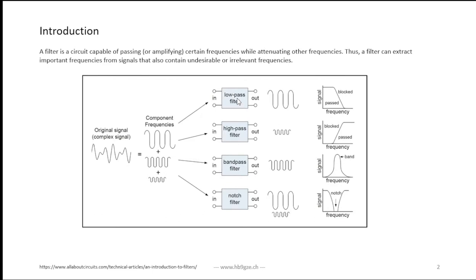and attenuating the ones that we are not interested in. So a low pass filter looks at the lower frequencies. It passes the low frequencies and it blocks the higher frequencies. A high pass filter is the other way around. A band pass filter is selecting a certain frequency range within the signal and within the frequency spectrum. And a notch filter is just the opposite. A notch filter just passes everything except a certain frequency range. So very basic.